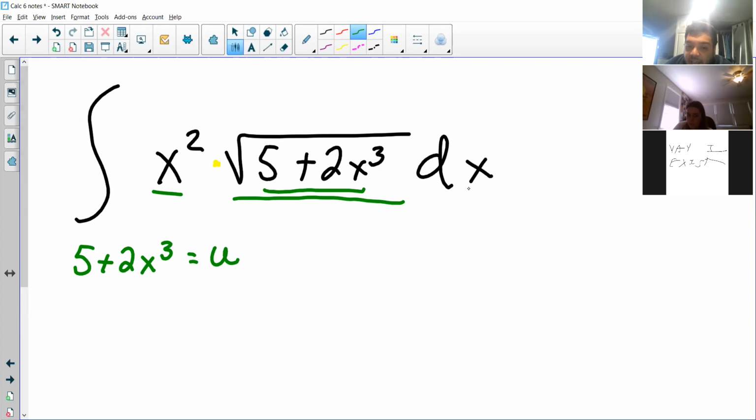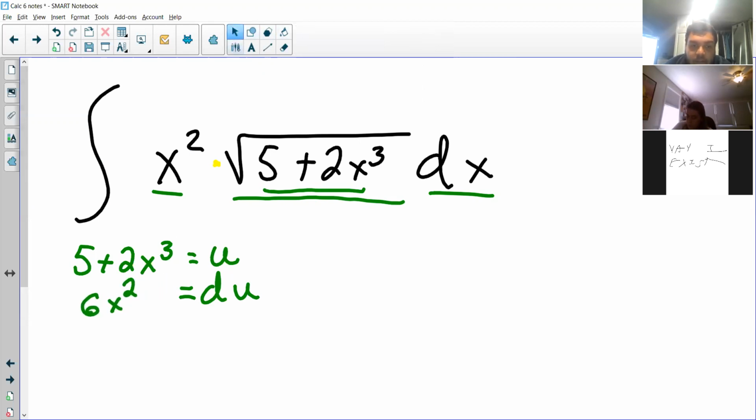Since this is u, and I have a dx here, I can't have a u within the dx. So I'm going to have to make that into a du by deriving it. So I'm going to derive on the left. 5, when you derive 5, it disappears. 2x to the third, you bring it down, then lower it by 1. So you have 6x to the second dx. Don't forget the dx. The dx will always cancel out, but you should always remember it. That's proper.